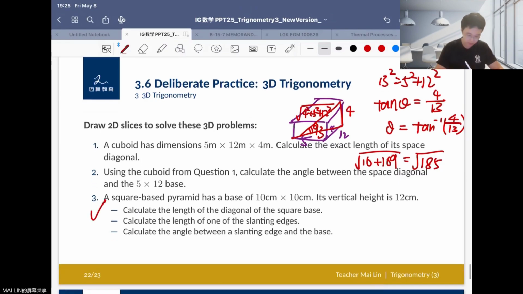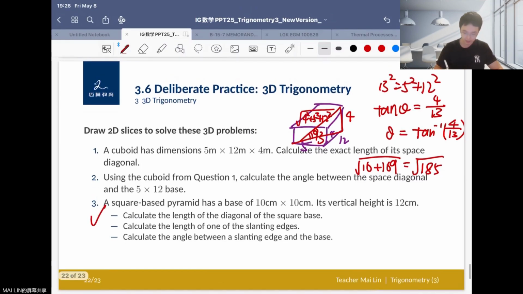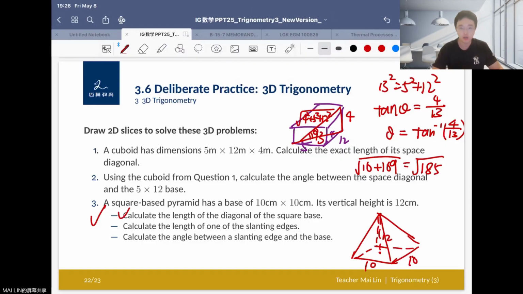And the last problem is a square-based pyramid. So you can try to draw the pyramid like here. Okay, this is a square-based pyramid. And the side here is 10, and the vertical height is 12, okay? So the first part is to calculate the length of the diagonal of the square base, okay? So maybe here, the diagonal is the purple line, right? You can find here it formed a purple right-angled triangle. So here, the side is 10 times square root 2, okay?